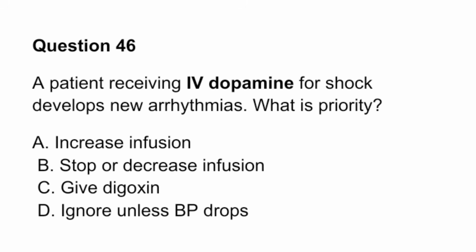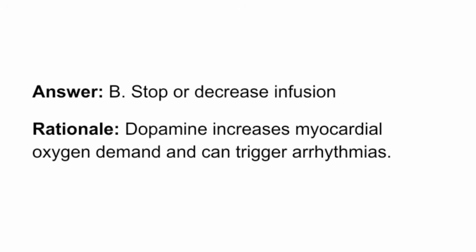Question 46. A patient receiving IV dopamine for shock develops new arrhythmias. What is priority? A. Increase infusion. B. Stop or decrease infusion. C. Give digoxin. D. Ignore unless BP drops. Answer: B. Stop or decrease infusion. Rationale: dopamine increases myocardial oxygen demand and can trigger arrhythmias.